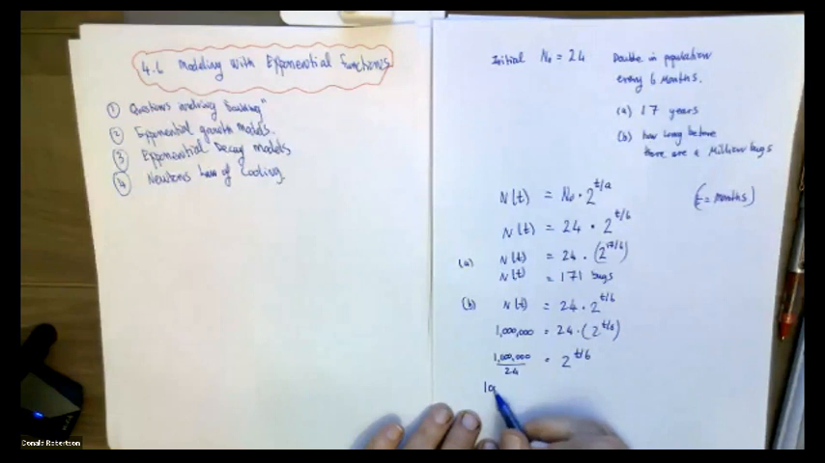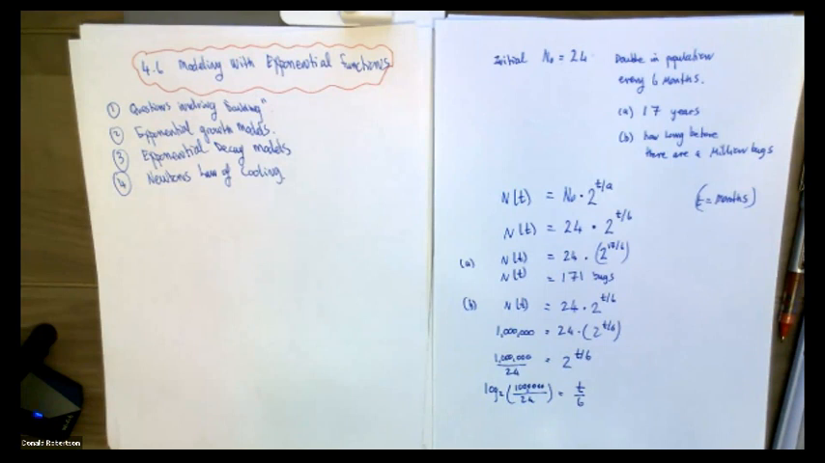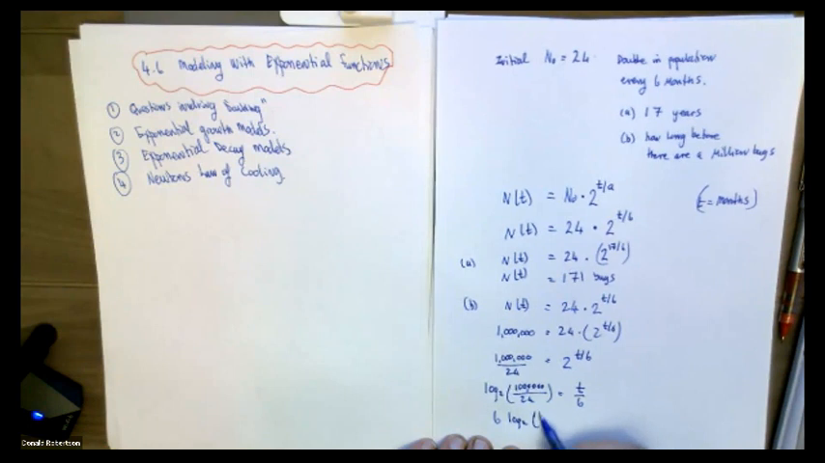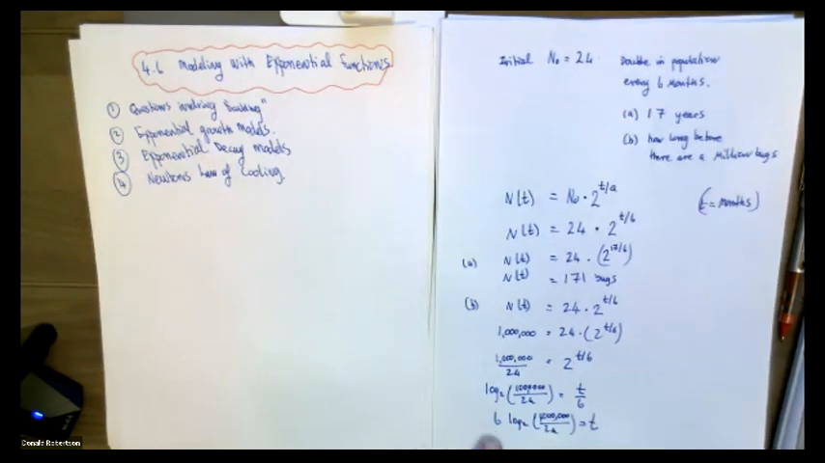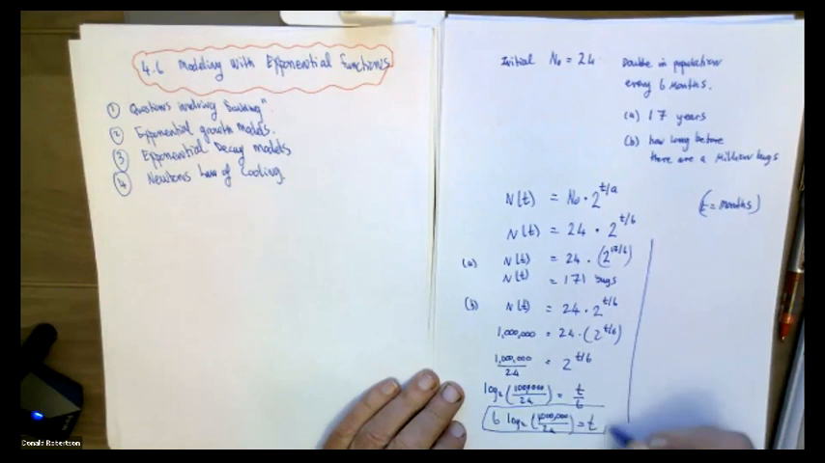I'm going to take the log to base 2 of both sides. There's 1,000,000 over 24. And if you take the log to base 2 of that, you get t over 6, because I'm cutting down on my work. And then you would multiply both sides by 6. So 6 times the log to base 2 of 1,000,000 divided by 24. And that would be the exact value of the answer.